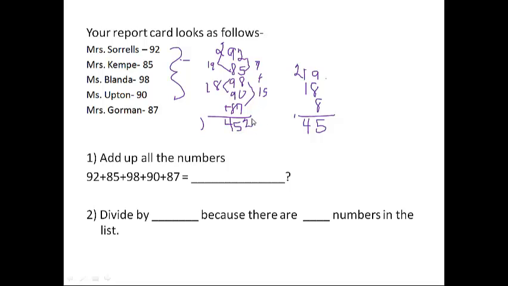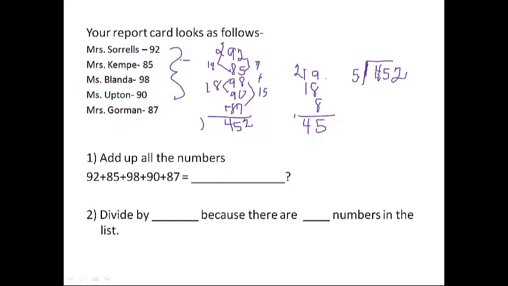Now, is that your average? No, you're not going to have a 452. You have to remember the last step. The last step is you've got to divide that number by however many grades you have. And in this case, what do you have? You have 1, 2, 3, 4, 5. That's what you divide by.